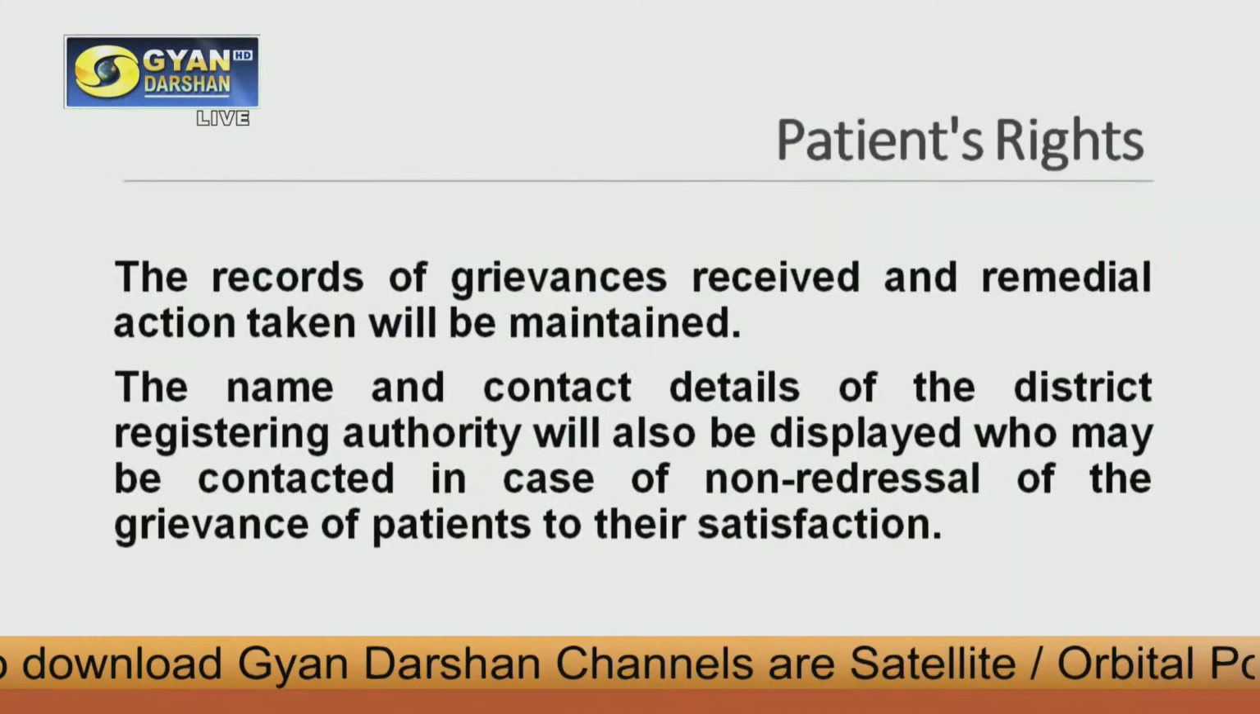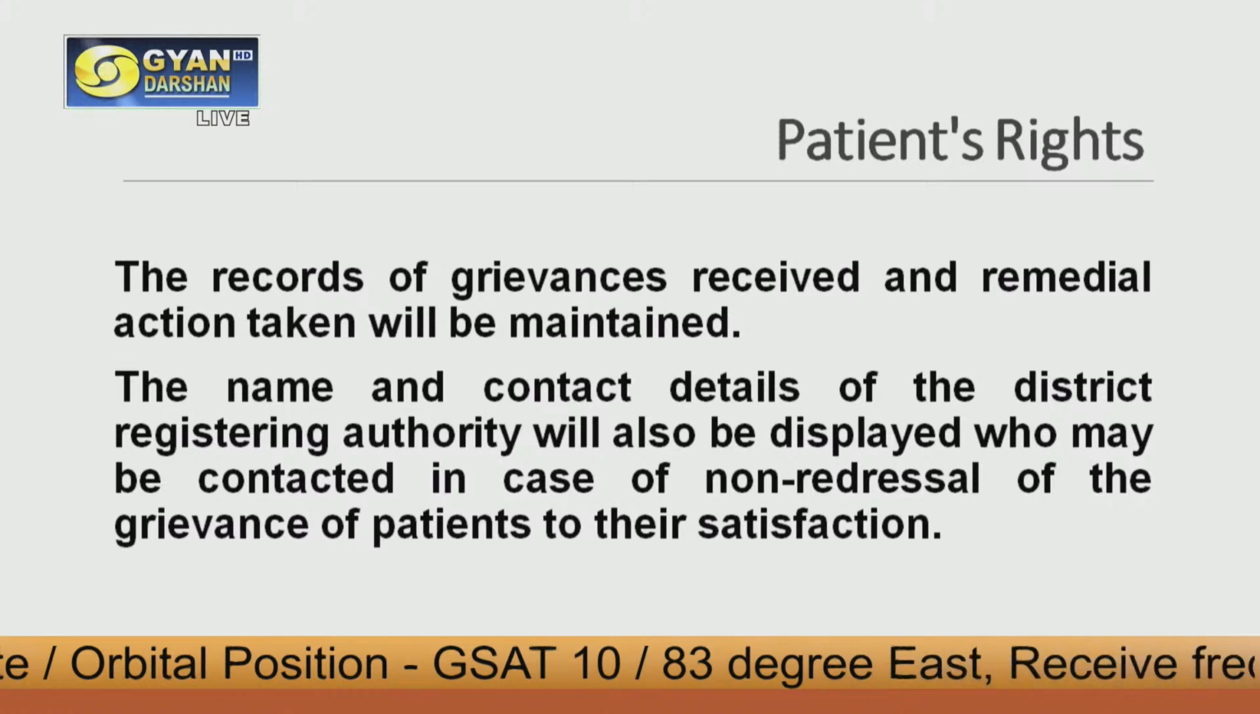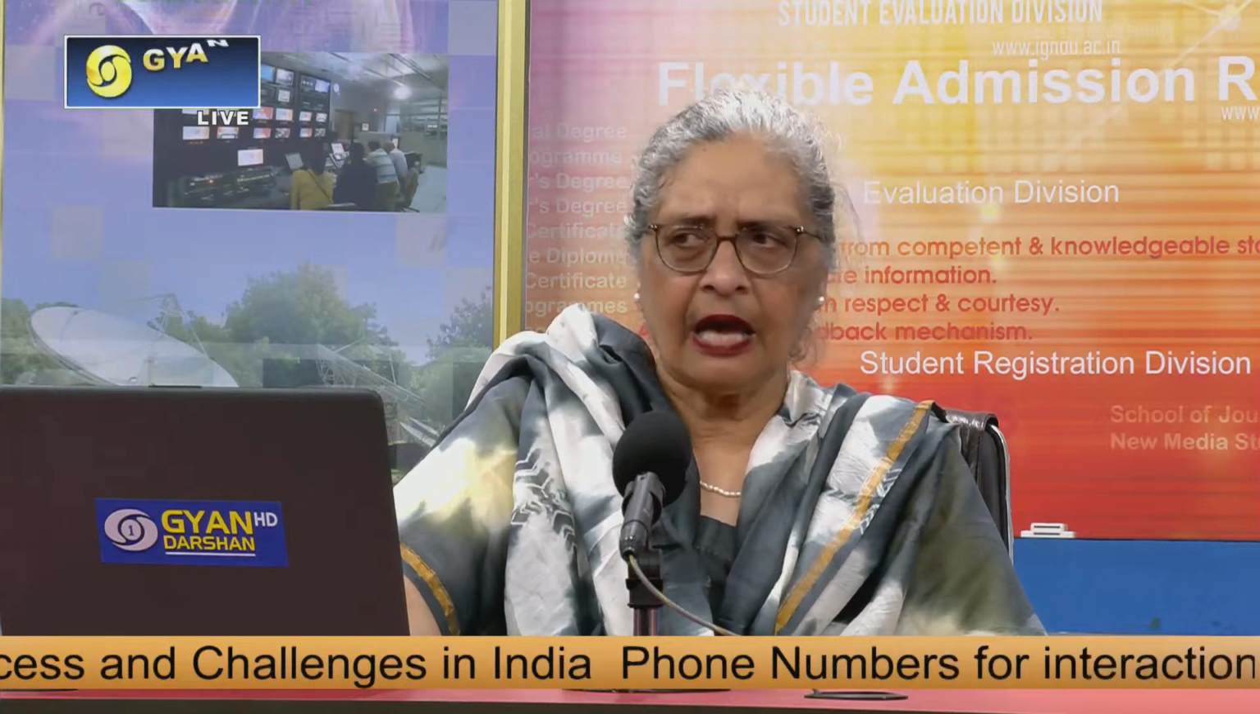Then the records of the grievance received have to be maintained by the hospital. Name and contact details of the district registering authority will also be displayed in case the patient is not happy with the redressal grievance system in the hospital. I think nowadays many hospitals have Rogi Kalyan Samiti and a redressal committee also, and the medical superintendent is the chairperson of that committee, or is a secretary of that committee, and even people from RWA, NGOs and local people are also involved, so that they can take care of all these factors which are responsible for patient grievances. So it is very important to know that all these things need to be displayed at the right place in the hospital.